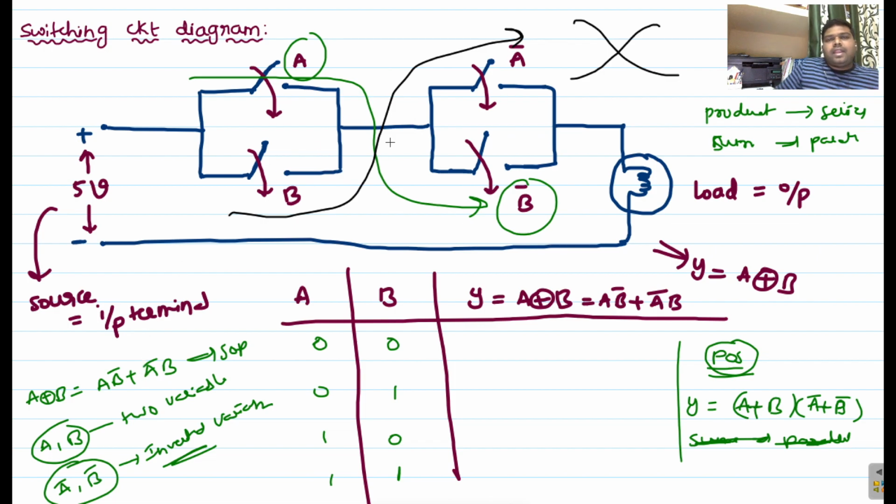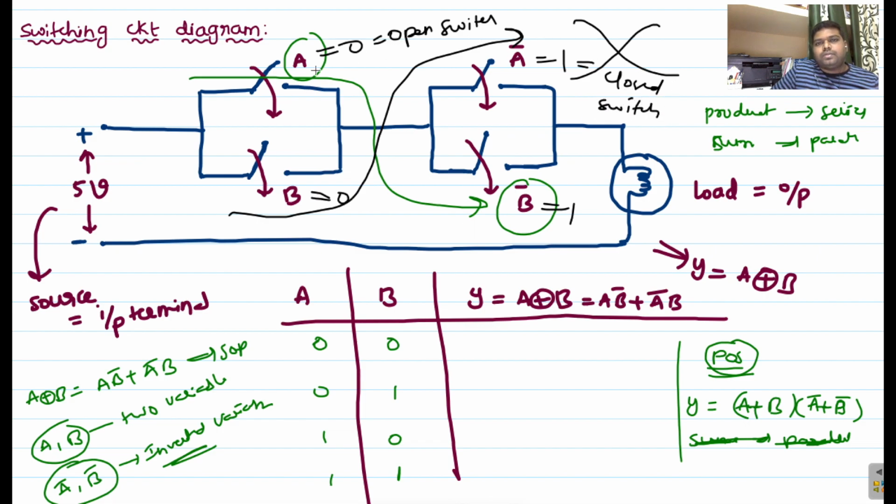So now you can take the values, for example A is equal to 0 and B is equal to 0. Obviously the inverted operations become A bar equals 1 and B bar equals 1. 0 means an open switch, and 1 equals nothing but a closed switch. So here these two switches are open, and these two switches are closed. Now if you apply this input battery here, that means the source.